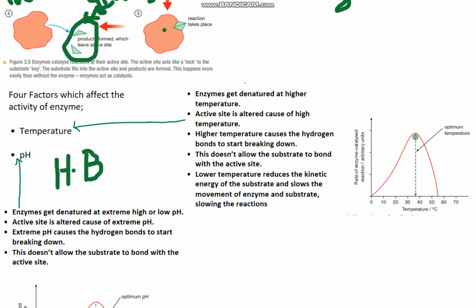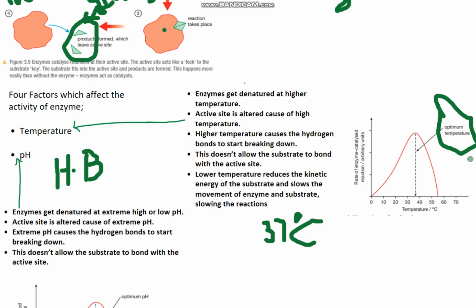See, at low temperature, the rate of enzyme catalyzed reaction is increasing as the temperature increases, until our body temperature at around 37 Celsius, where the rate of reaction is the highest. It's the highest because it is our normal body temperature, and it is easier for enzymes to maintain a catalyzed reaction at that temperature. So that temperature is known as optimum temperature. This is an important word.